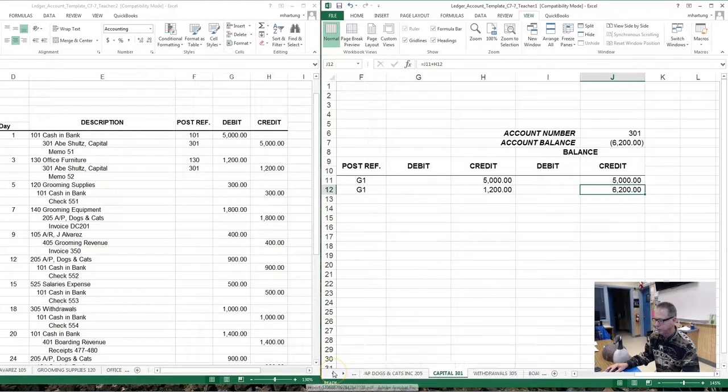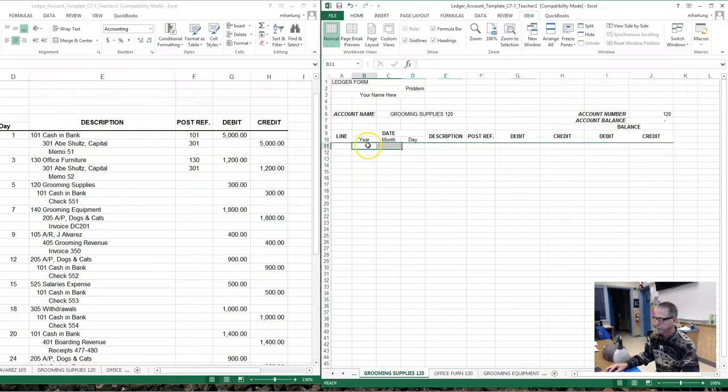Grooming supplies. Account 120. Debit of 300. Update the balance. Post reference. How do we pay for it? Looks like a credit to cash.